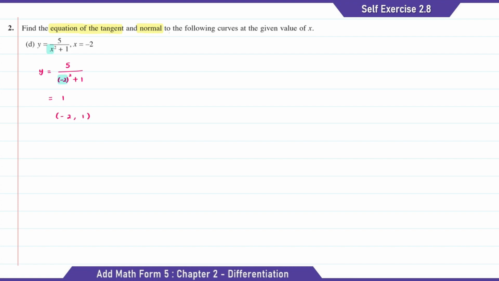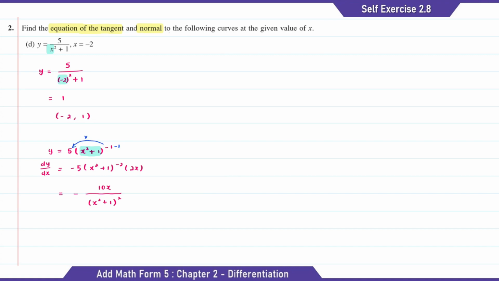To find the dy/dx, I'm going to write the equation as y equal to 5 (x squared plus 1) to the power of negative 1. dy/dx is equal to negative 5 (x squared plus 1) to the power of negative 2. Then differentiate the terms in the bracket, which is going to be 2x. This is equal to negative 10x over (x squared plus 1) to the power of 2.